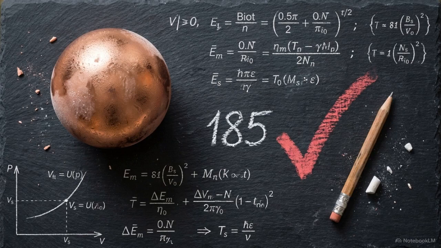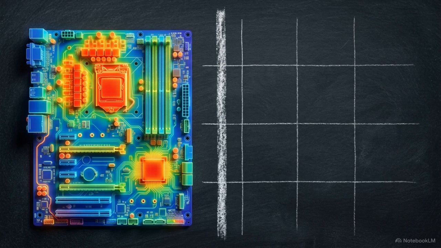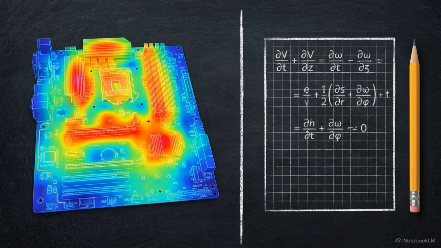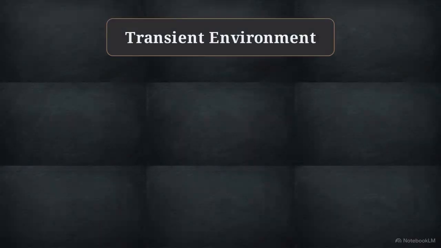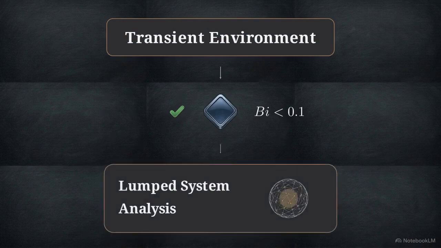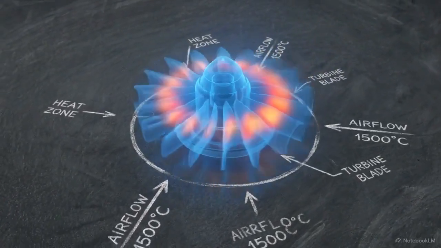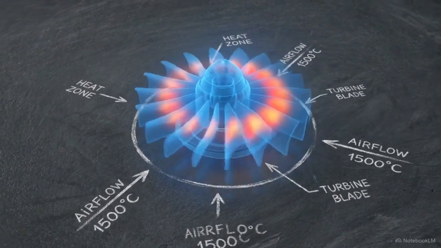Out in the real world, aerospace and electronics engineers rely on this specific equation every day. Take a look at this split screen. Engineers could spend weeks running the supercomputer simulations on the left for every tiny component they design. Or they can pick up a pencil and solve the single equation on the right. We started by separating steady environments from transient ones. We used the Biot number to filter out uneven objects, and we applied lumped system analysis to the things that heat uniformly. Understanding these thermodynamic rules allows engineers to accurately model how a component will behave long before it ever enters a lab.